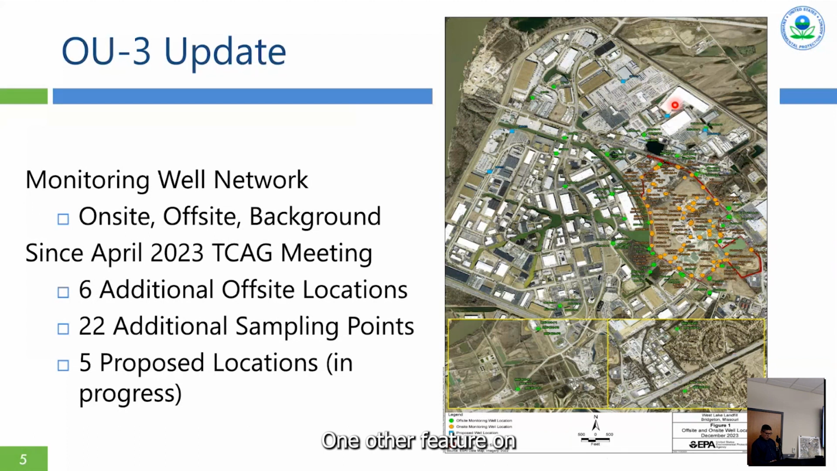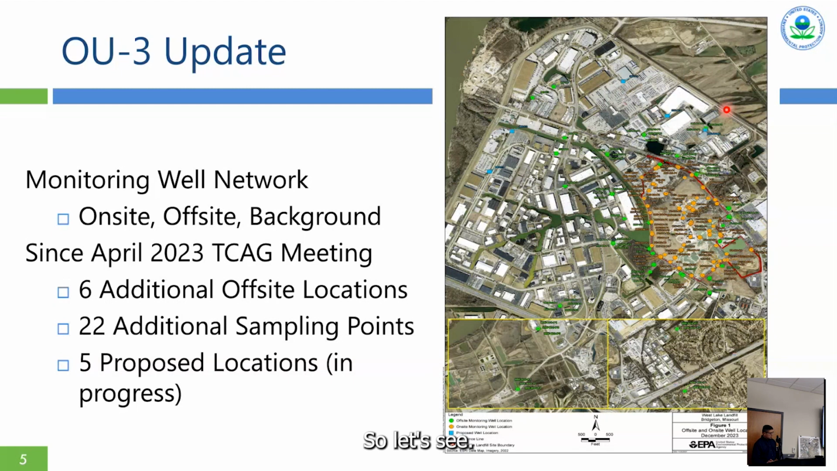One other feature on this is these blue squares. They represent step-out well locations that have been proposed. They're in the process of being installed. For example, these 2 green dots are now part of the offsite network. They used to be proposed, but just in November, those were put in. They haven't been sampled yet, but they will be soon. And so there's a couple of locations for proposed step-out wells here, and then there's one up here by the red dot, and then a couple more over here and over here.